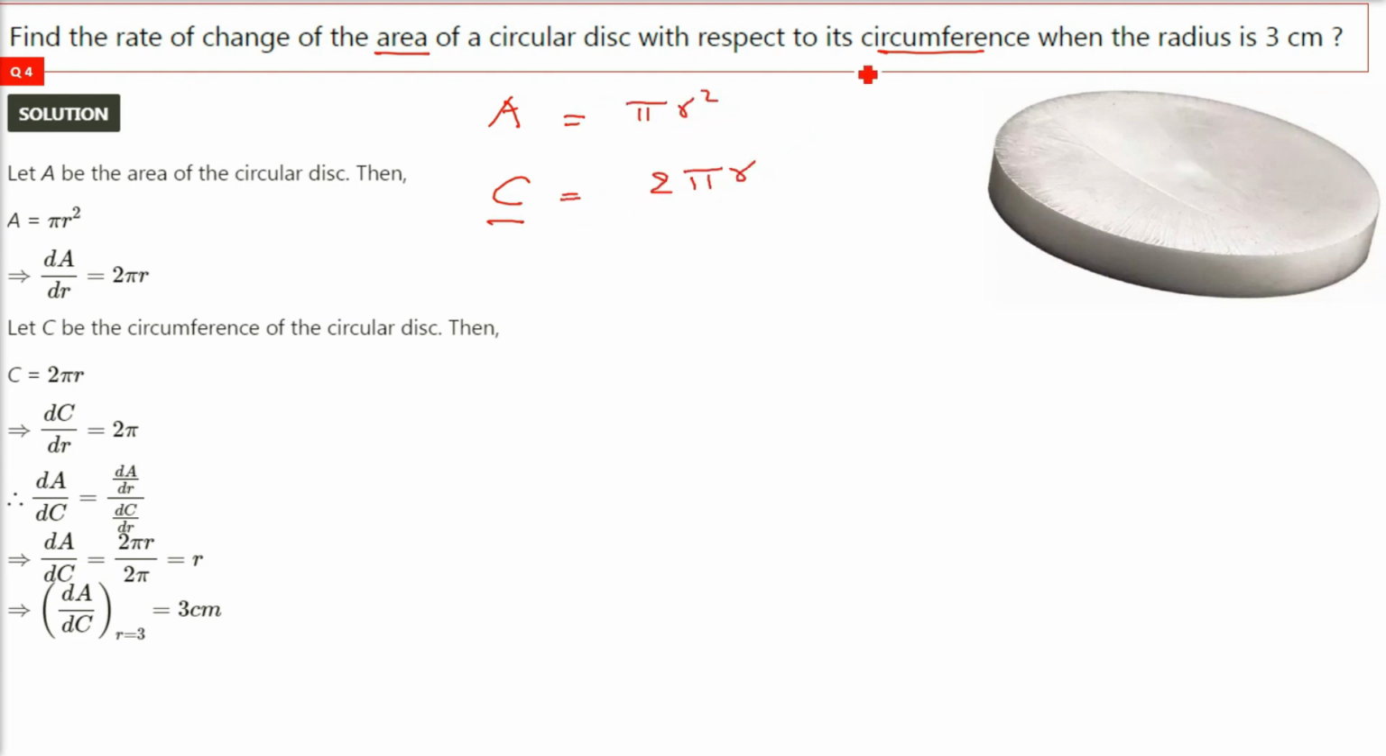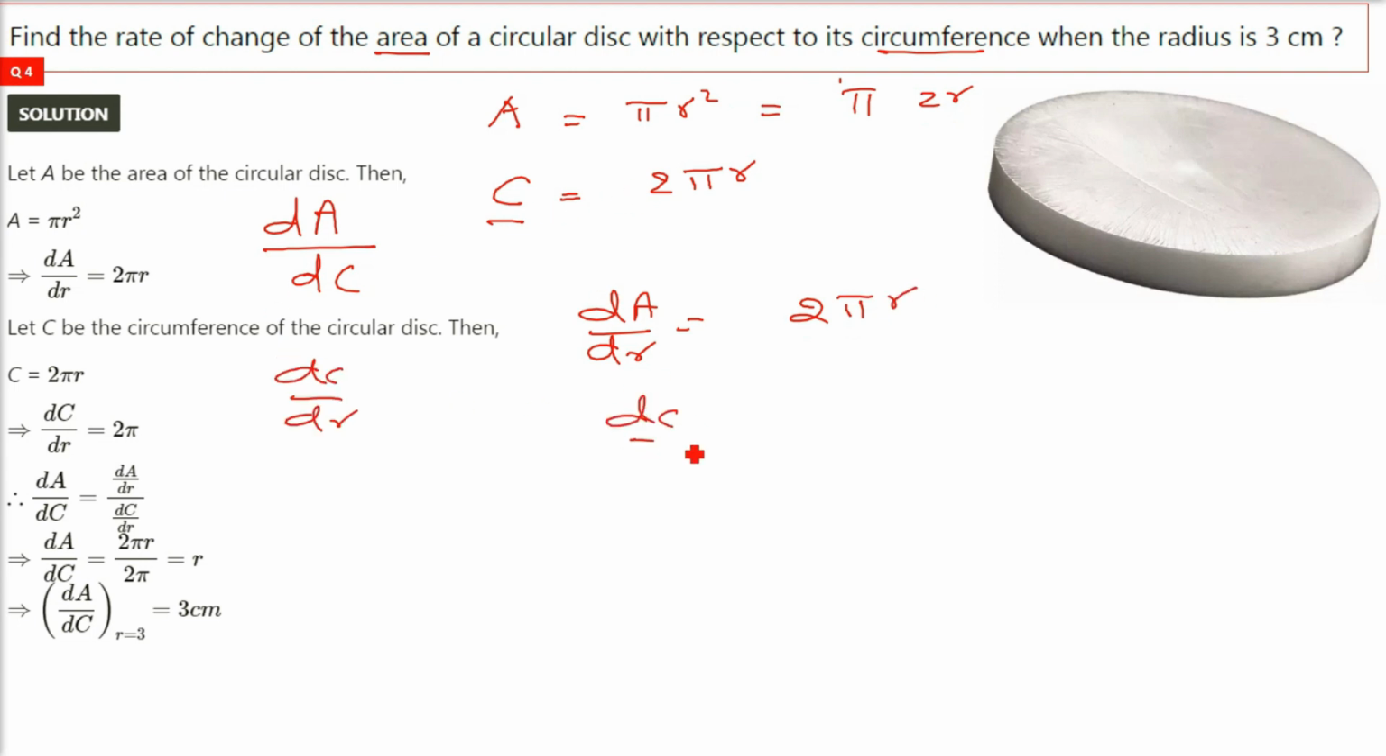Area is pi r square. The circumference is 2 pi r. We have to find dA by dr, dC by dr, and then divide them. So dA by dC, in order to get this, we need to find dA by dr, and differentiation of r square is 2r, you get 2 pi r. So this is 2 pi r, dA by dr. And what about dC by dr? 2 pi r, so r is going to get eliminated, it is going to be 2 pi.